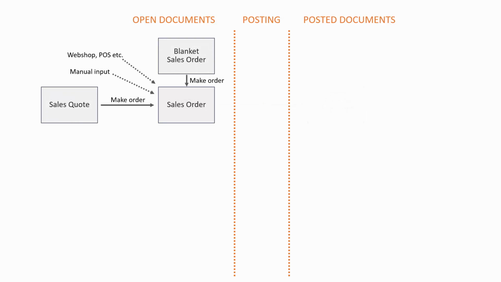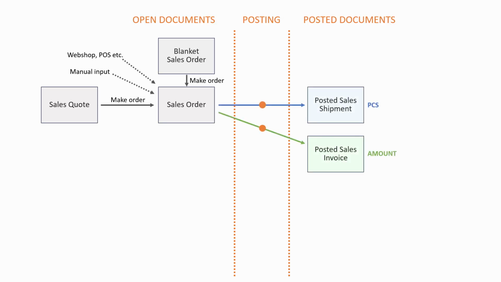So on the open documents, to begin with, we have a sales quote or a sales blanket order that both can be made into a sales order. The sales order can also be made manually by inputting it, or it can come from some connections to web shops, point of sale solution, etc. So the sales order is a document where we can handle the shipment and the invoice posting in separate ways. So these are some of the basic sales order documents.